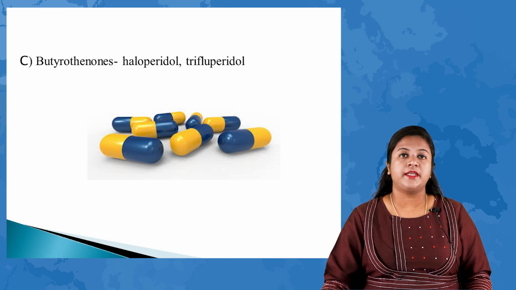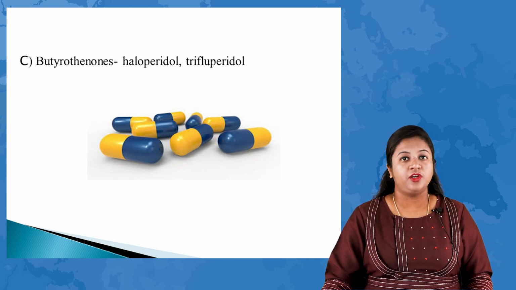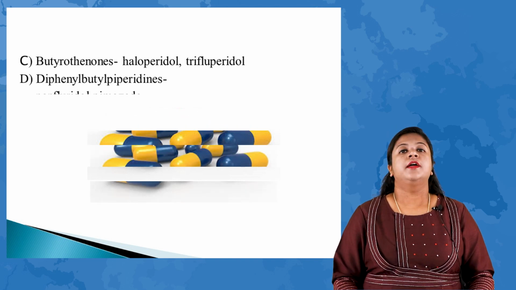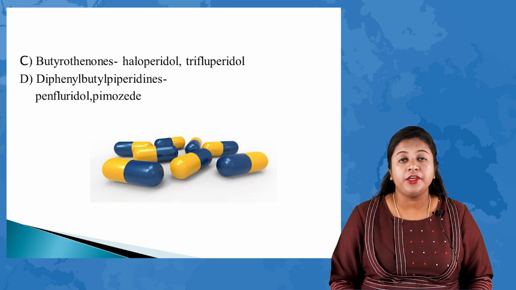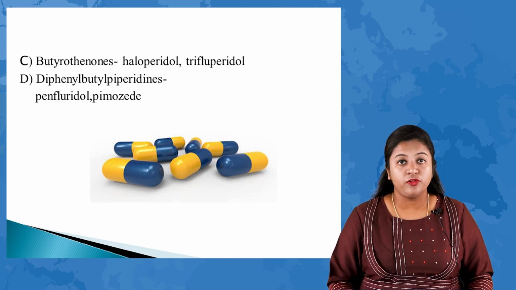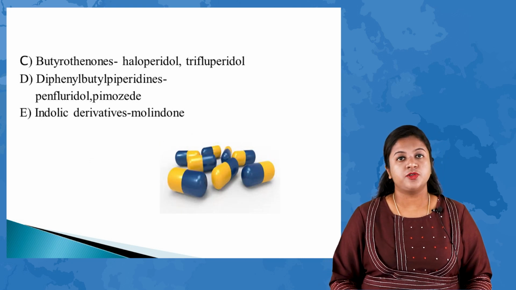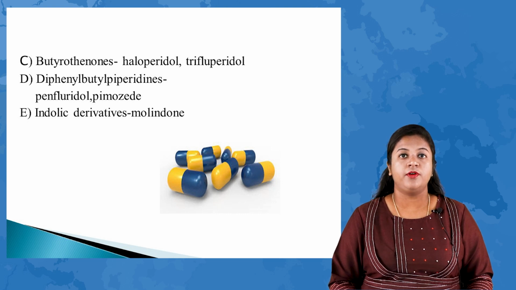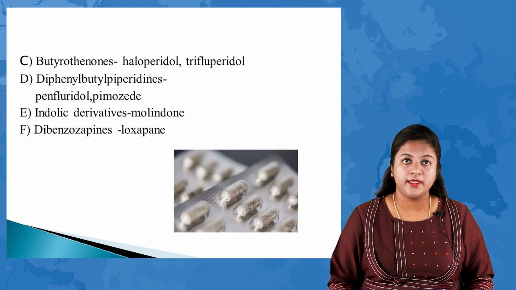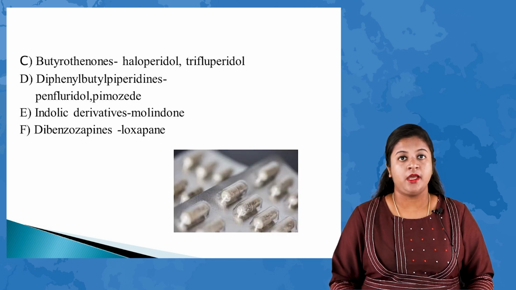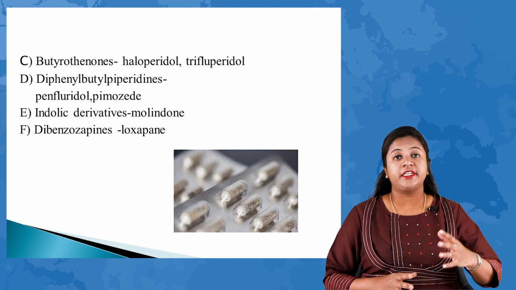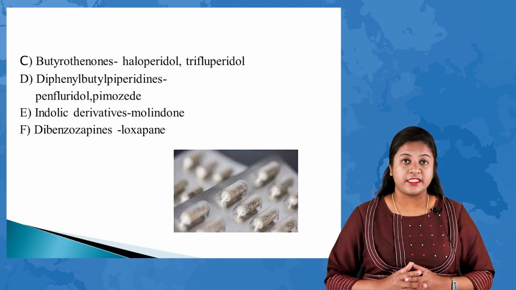The third subcategory is the butyrophenones, examples haloperidol and trifluperidol. The next one is the diphenylbutylpiperidines, which includes the examples of penfluridol and pimozide. The next one is the indole derivatives, which includes the example of molindone. The next one is dibenzoxazepines, which includes the example of loxapine. So that was about the typical antipsychotic classification.